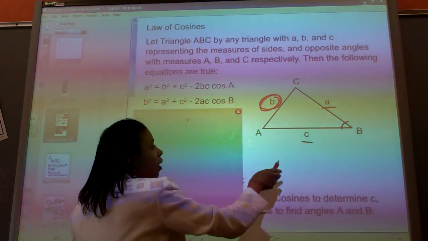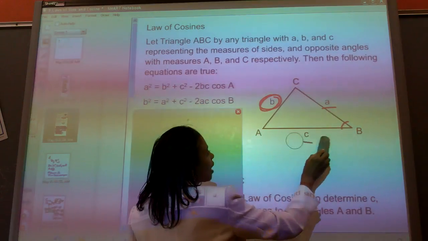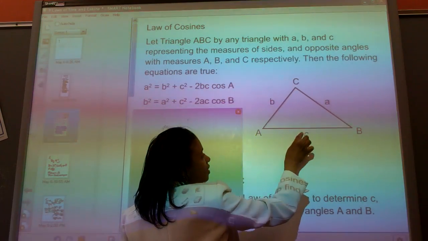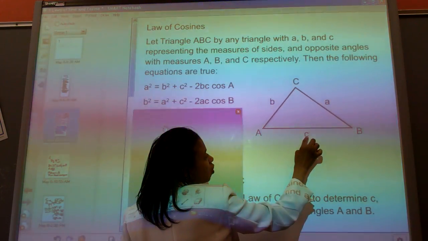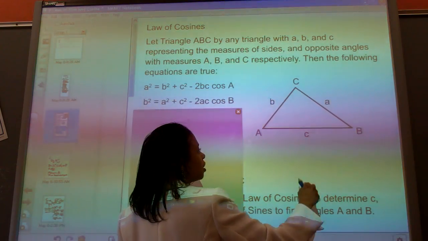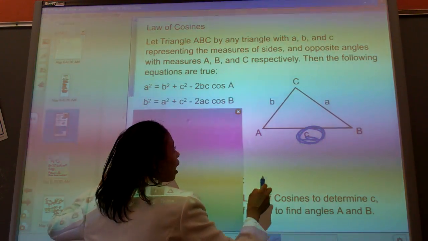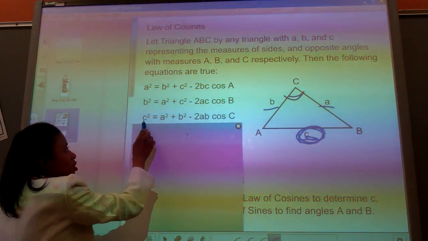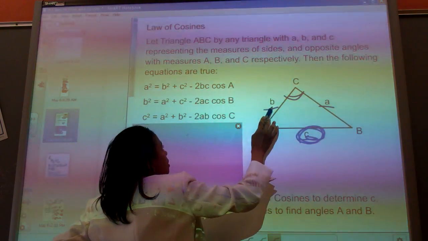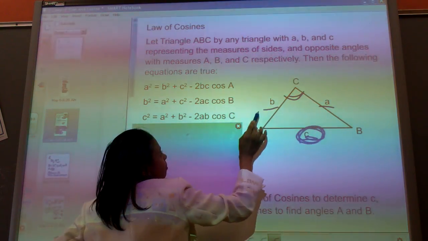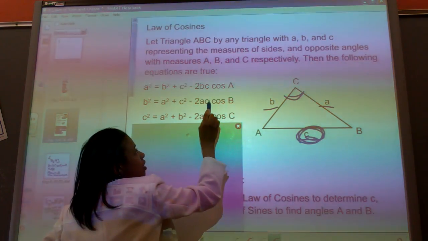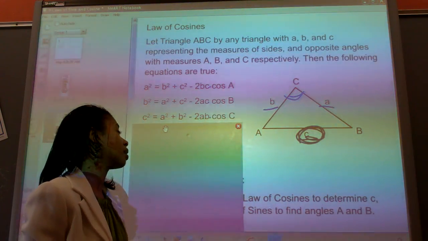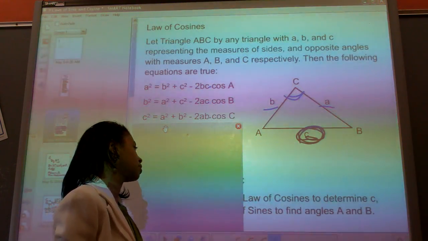What do you think it's going to be if I wanted side c? Just like when I was trying to find a and b, if I want side c, I need a and b, and I also need that angle C. So if I want side c, I need side b and a, and then angle C. The equation is c squared is equal to a squared plus b squared minus 2ab times the cosine of C, where 2, a, and b are all multiplied by the cosine of C.